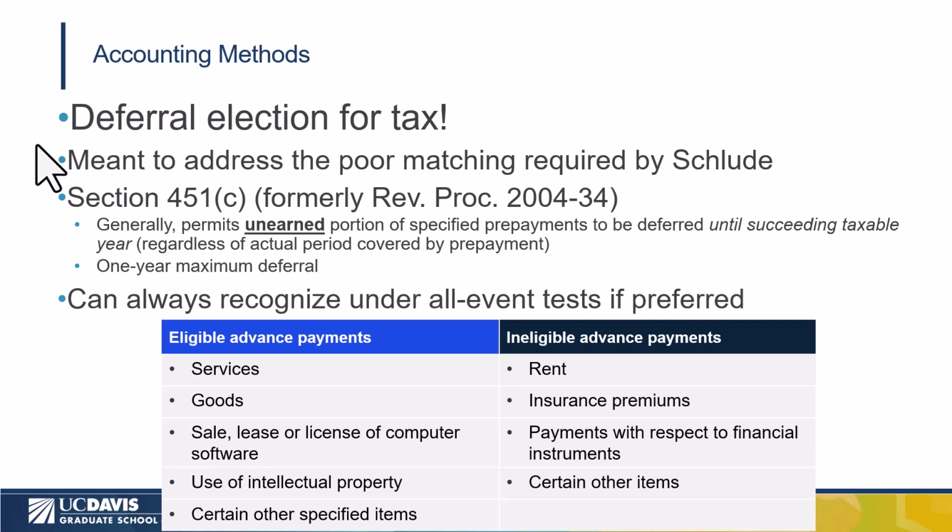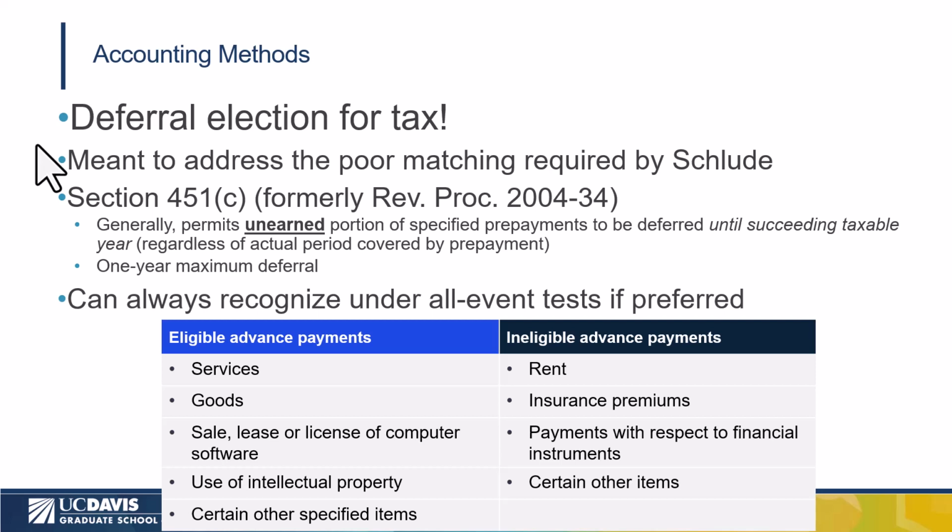And 451(c) says, okay, we're going to allow you to have an unearned portion of prepayments that you may defer no later than the succeeding taxable year, regardless of the actual period covered by the prepayment. That means there's a maximum of a 1-year deferral. You can never defer later than you do for financial statement purposes.